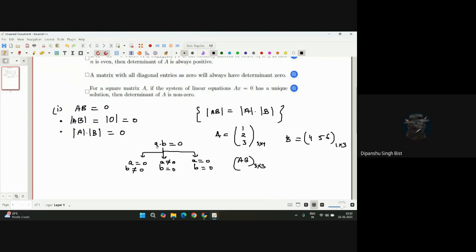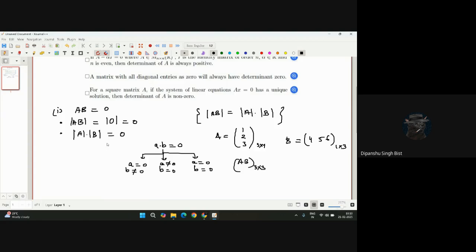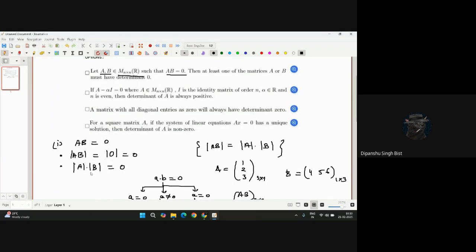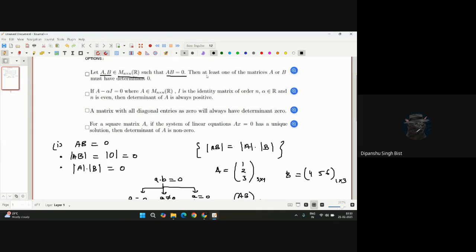Intuitive, right? If I'm taking a product of two numbers and the product is coming out to be 0, then one of the numbers should be 0. Same goes here as well, that at least one of the determinants of A and B must be 0. So if it says at least one of the matrices A or B has determinant 0, then this option is correct. Now let's move to the next option. Okay, any doubts in option 1? No, sir. Great.